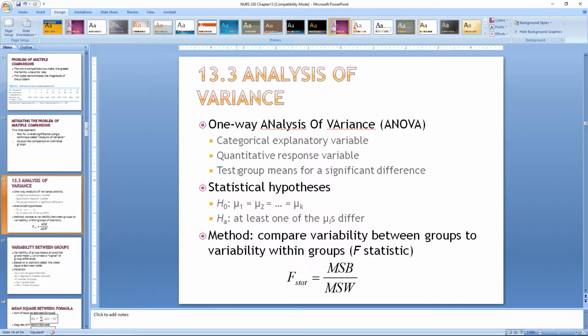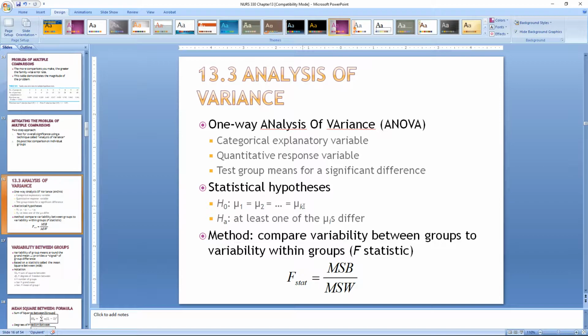What we're going to do next is test the group means for a significant difference. So the way we set this up is, instead of running multiple t-tests, we're going to run analysis of variance because we have over 2 groups. So we're going to state our statistical hypothesis. For our statistical hypothesis for ANOVA, remember, a null hypothesis is a statement of no difference. So we're going to have group 1 equaling group 2 equaling all the way up to group K. We use subscript K to symbolize how many groups there are.